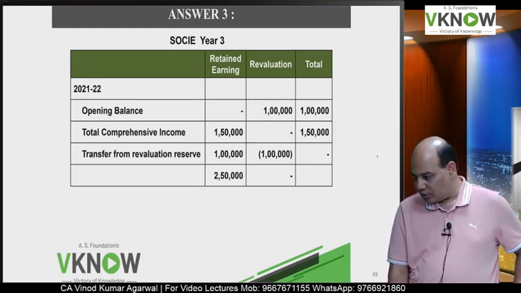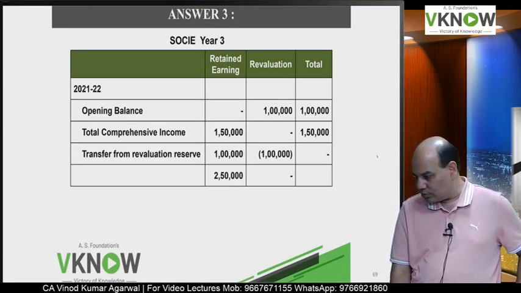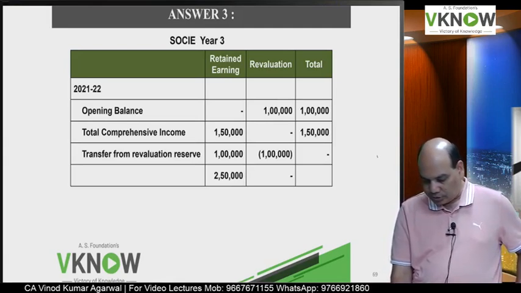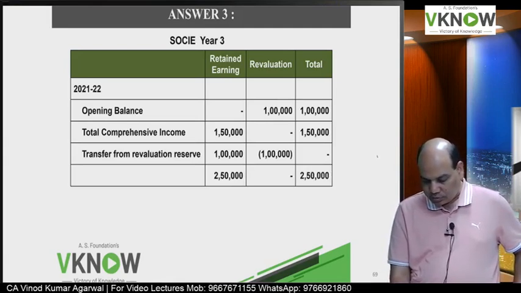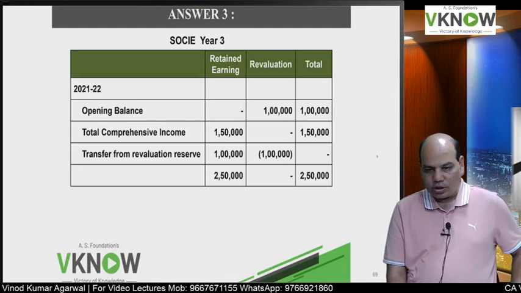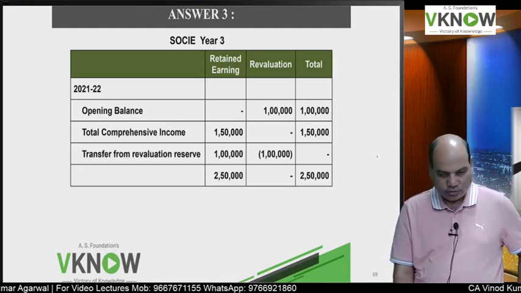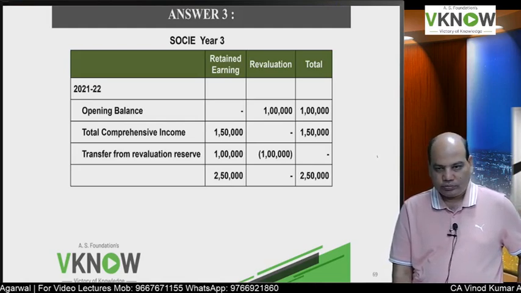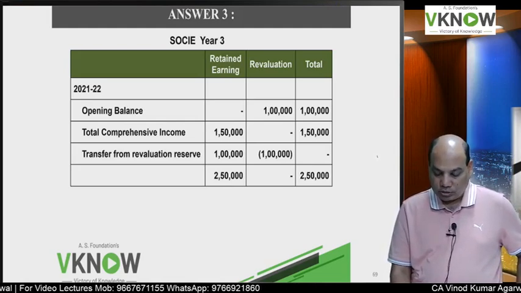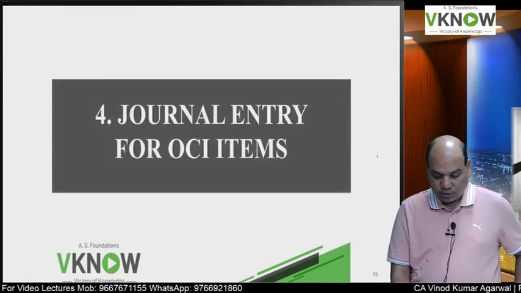Yes, Mr. Hari, vertical total of the first column: 2,50,000, second column 0, third column 2,50,000. Okay, this is how the presentation will be done.